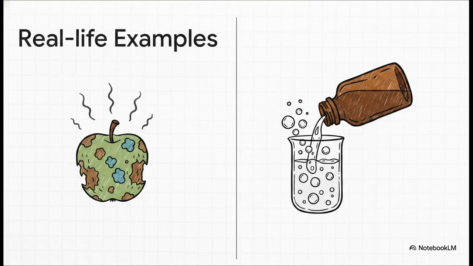And honestly, you see this happening in your own kitchen all the time. When you leave food in the fridge way too long and it spoils, getting that funky smell and texture, that is a decomposition reaction, breaking down complex food molecules. Another great example is hydrogen peroxide, that stuff in the brown bottle. Over time, it just naturally breaks down into regular water and oxygen gas.